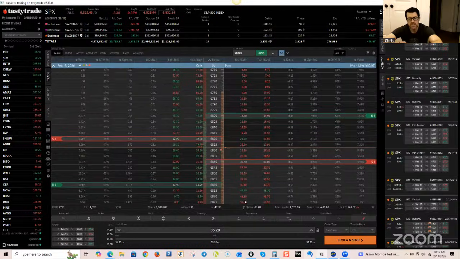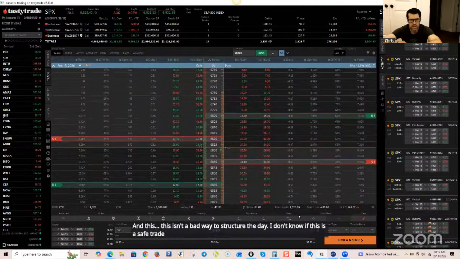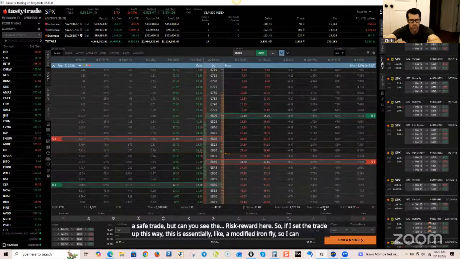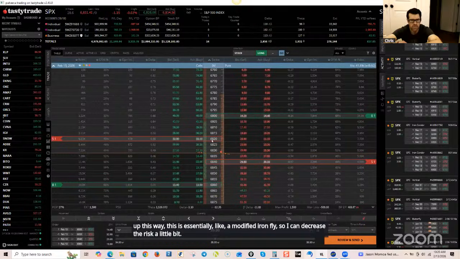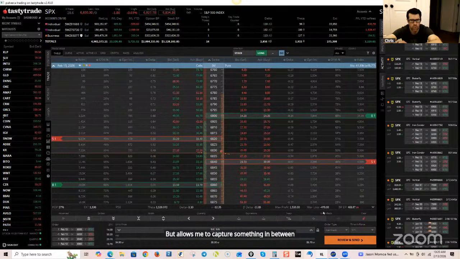I mean, this isn't a bad way to structure the day. I don't know if this is a safe trade, but can you see the risk reward here? If I set the trade up this way, this is essentially like a modified iron fly, so I can decrease the risk a little bit, but it allows me to capture something in between 68.20, 68.40. I have about a 3-to-1 opportunity here.